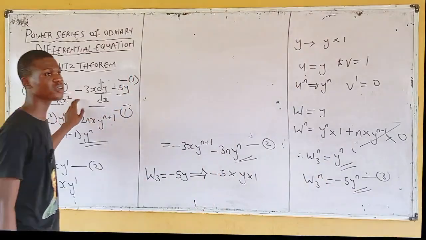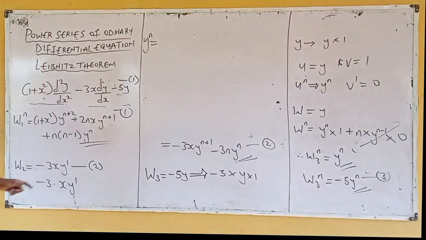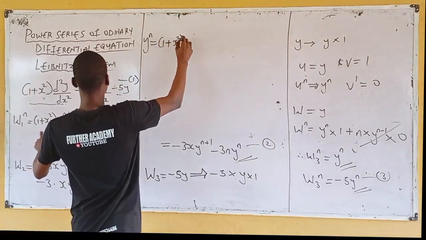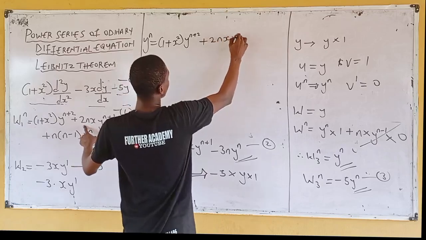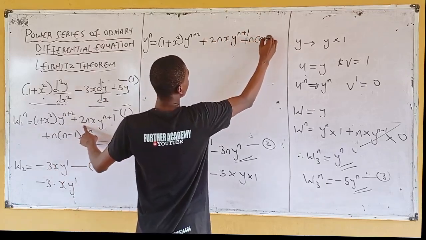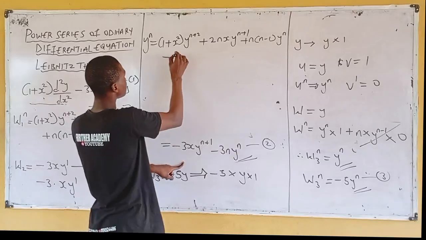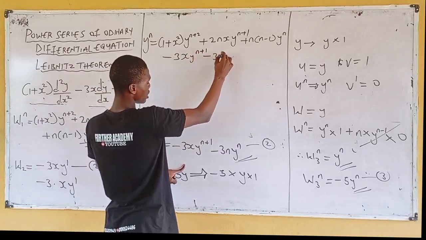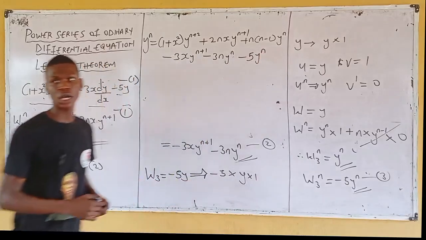Given this differential equation, the nth derivative, y raised to the power of n, is equal to our first nth derivative, which was 1 plus x squared multiplying y raised to the power of n plus 2, plus 2n multiplying x y raised to the power of n plus 1, plus n all into bracket n minus 1 multiplying y raised to the power of n. This is the first nth derivative. The second one is negative 3xy multiplying n plus 1, negative 3n multiplying y raised to the power of n, minus 5y raised to the power of n. Any question on this? No question.